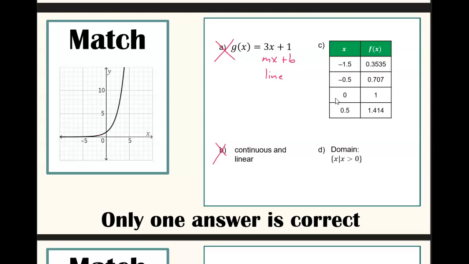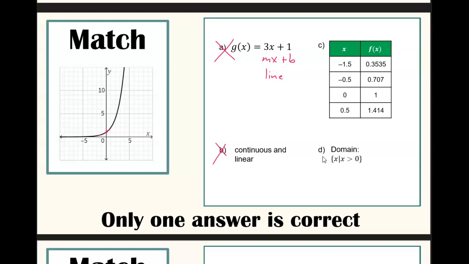How about 0, 1? Is 0, 1 on this graph? 0, 1 is right here. Yeah, that looks right. How about 0.5, 1.414? So 0.5 is going to be right here, and that is about 1.4, yeah. So here's 1, and it's almost halfway up. So these points all look like they fit. C seems like it might be a good option.